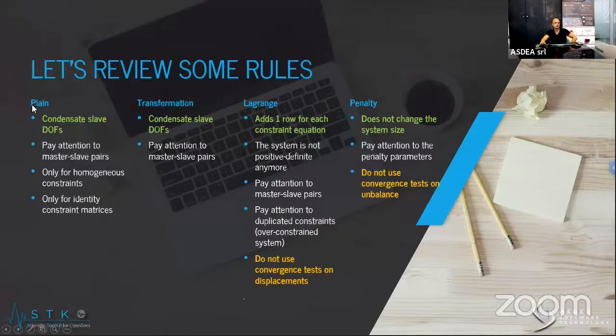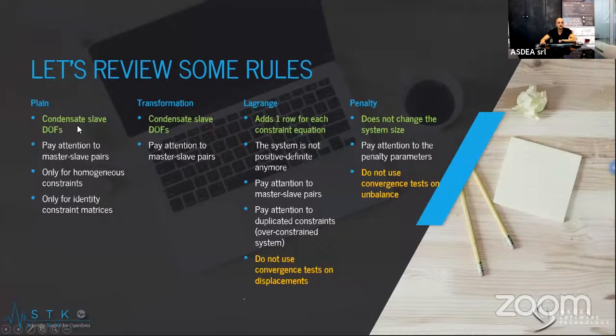Now, by default, STKO chooses the plane, because actually there is not a unique choice here, because each one of them has advantages or disadvantages. So you need to understand it very well. There is not just one constraint handler that works in every case or without paying attention. So the first thing that I want to say is about plane and transformation.